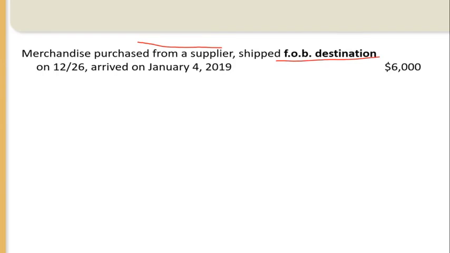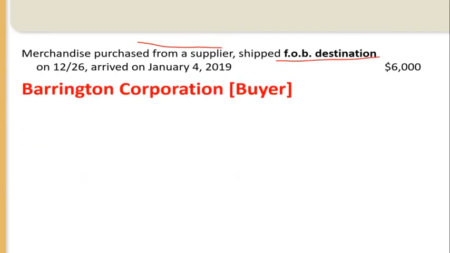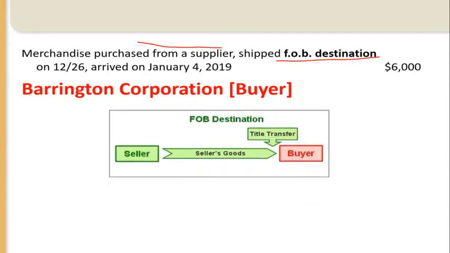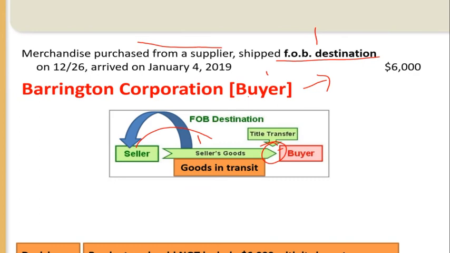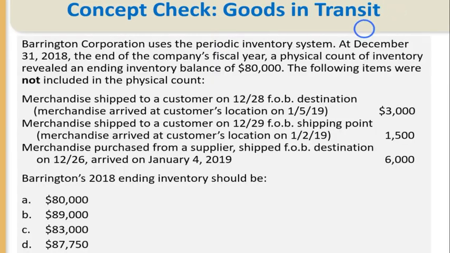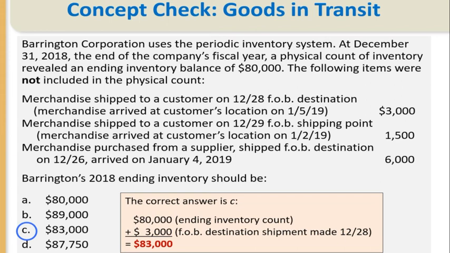And the third one, merchandise purchased from a supplier. The term is free on board destination, and in this case Barrington is the buyer. What is the condition here? Since the term is destination and Barrington is the buyer, the ownership has not transferred yet for these goods in transit. The ownership stays with the seller, and Barrington is not the seller, Barrington is the buyer. So these goods in transit will be included in the seller's inventory, not the buyer's, meaning not in Barrington's. So the final decision is Barrington should not include the 6,000 in its inventory. So this is the final answer: 83,000.